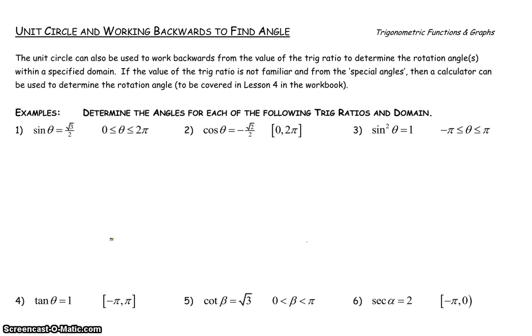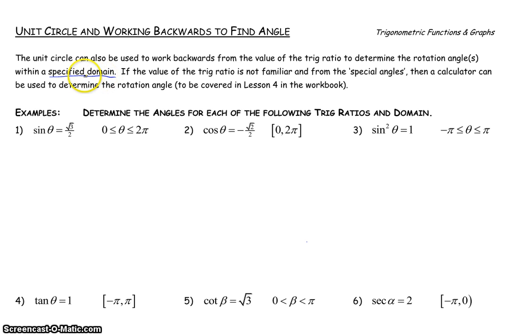Last time we worked on the unit circle, working forwards to find the exact value of trig ratios. So today's lesson is about working backwards to find an angle. Part of the lesson is working on the unit circle to find the angle, and the other part is using your calculator. First of all, the unit circle can also be used to work backwards from the value of the trig ratio to determine the rotation angles within a specified domain.